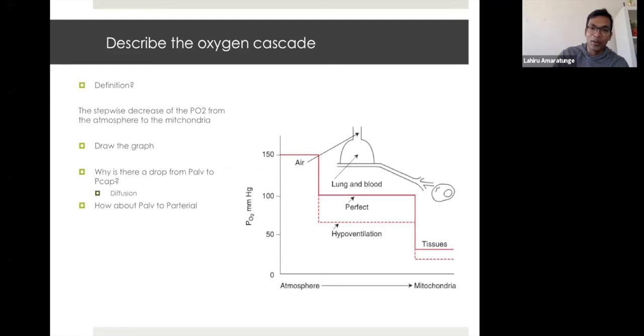Oh, okay. Cool. So that's due to shunt, or venous admixture more specifically. So what is the end capillary PO2?